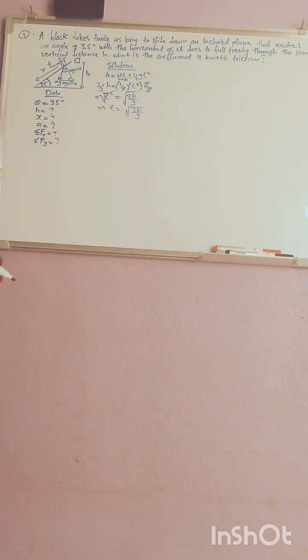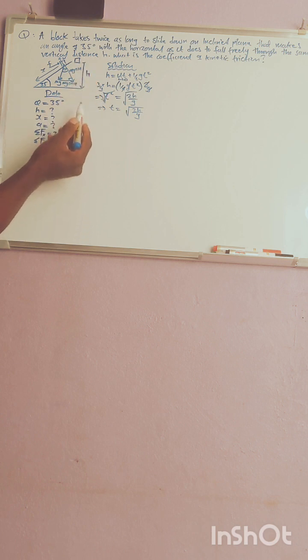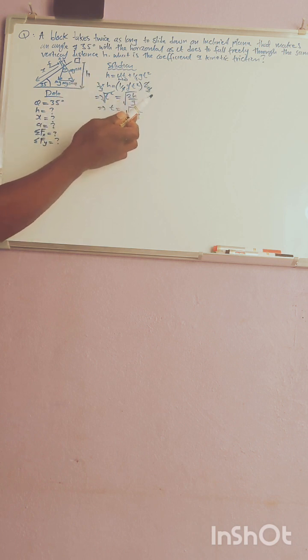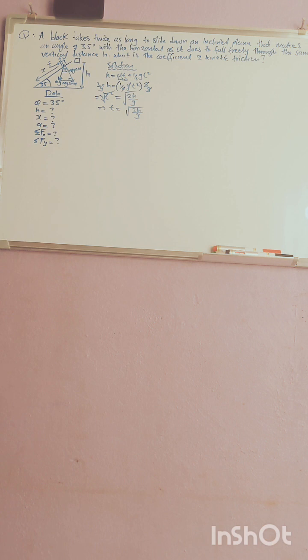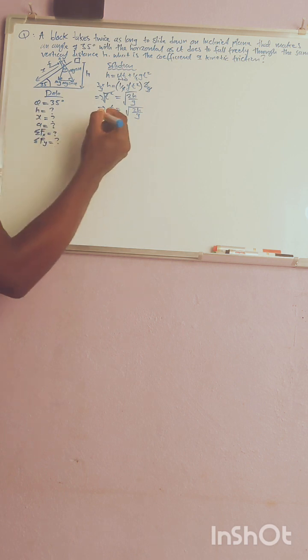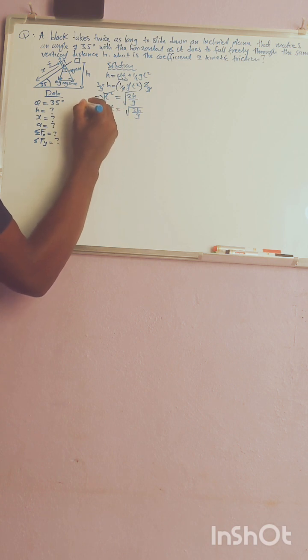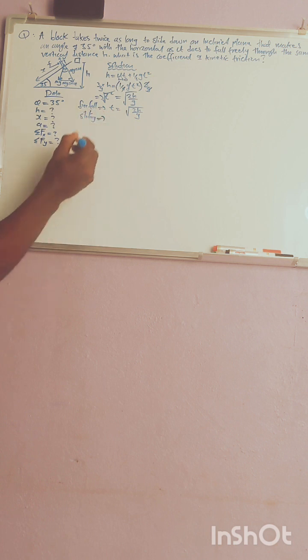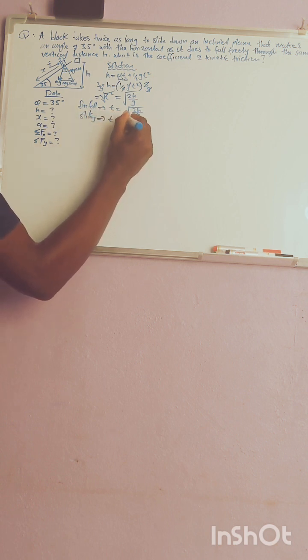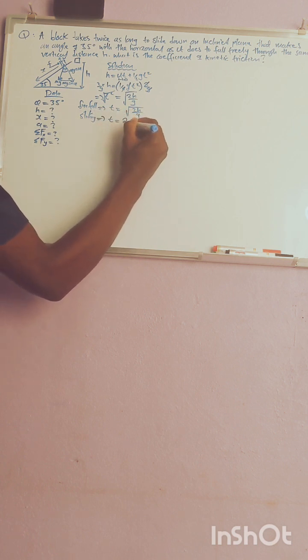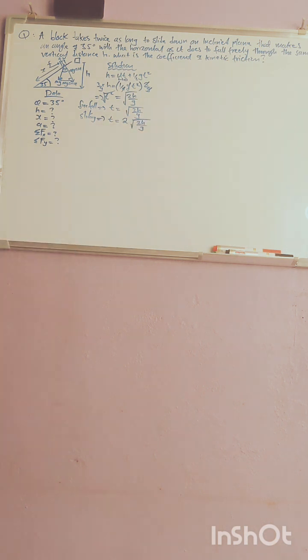So for the block to fall freely through this vertical height, it takes the square root of 2h over g seconds. Now the question says that for this block to slide, it takes 2 times this time. So this is for free fall, and then for sliding, t will be equal to 2 times this time, which is equal to this for sliding.